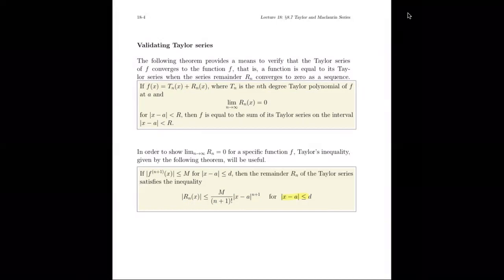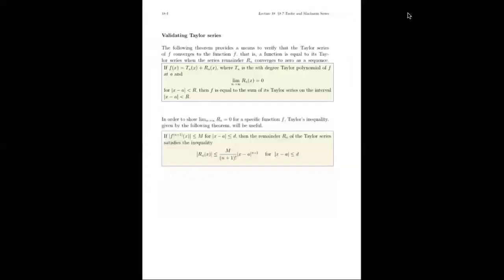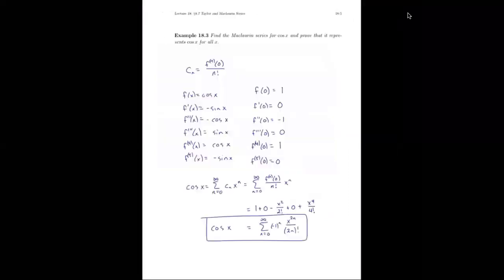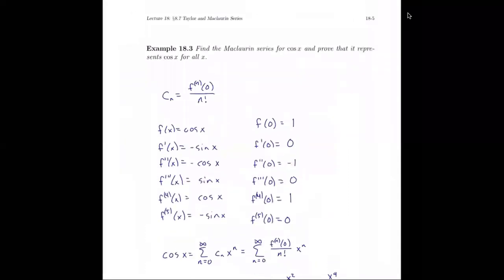So what will typically happen when these things work is we'll just see that this n plus 1 factorial will overpower all the other functions of n that are involved here. But to see that, you'd have to do it explicitly. I believe the book has at least one nice example of that. I don't assign many problems with that, so we don't need to dwell on it too long. But there is a means of validating that these Taylor series are in fact equal to their functions on their intervals of convergence.